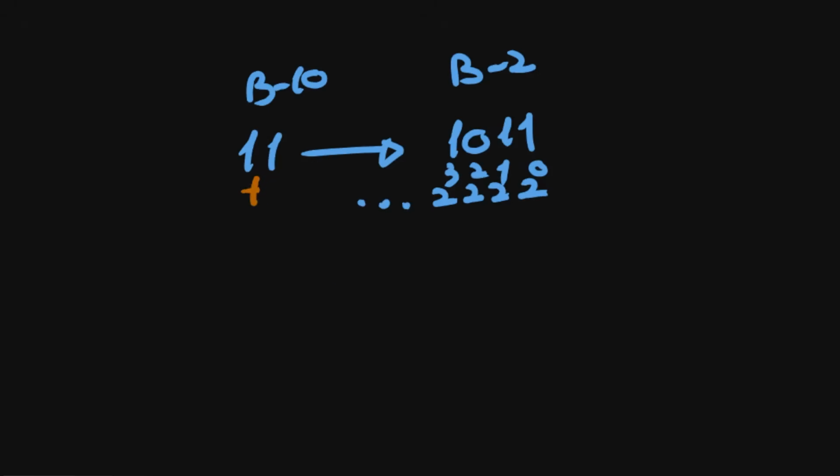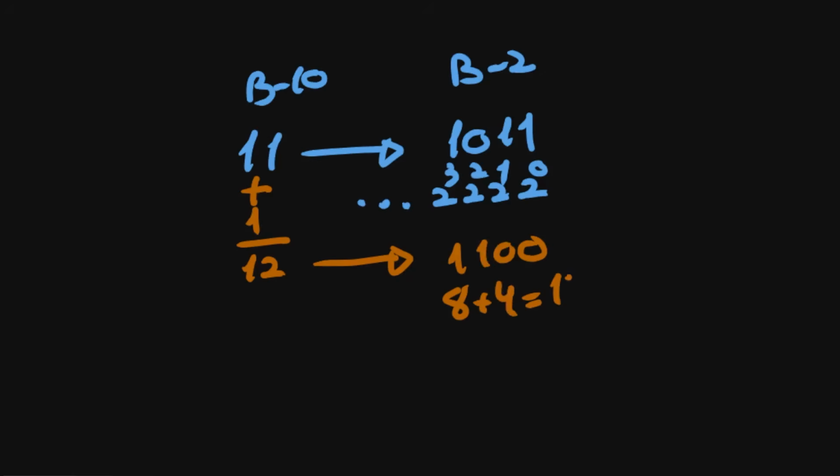Now, what if we decide to add 1 to this number? The new number is 12, and this in binary is 1100. We need 1 times 2 to the power of 3, meaning 8, plus 1 times 2 to the power of 2, meaning 4. This is 12, and this 12 is this 12.